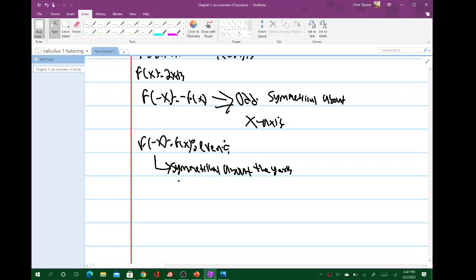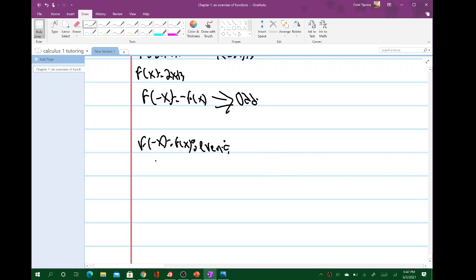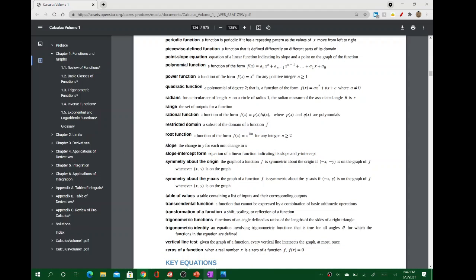It's a little bit hard to explain the symmetry part, but I do know that basically, with even and odd functions, it's even if f of negative x equals f of x, and odd if f of negative x equals negative f of x.